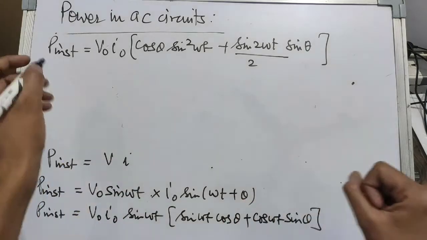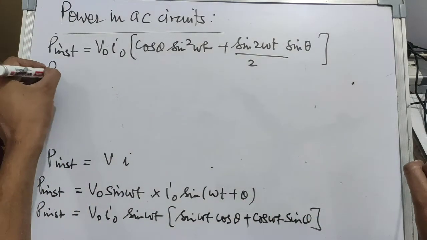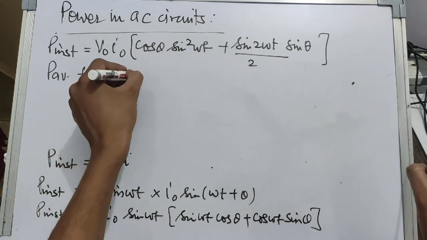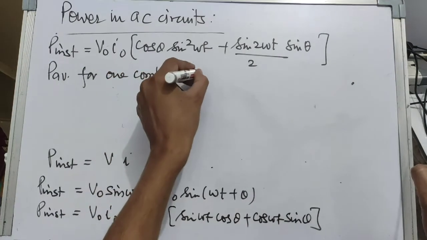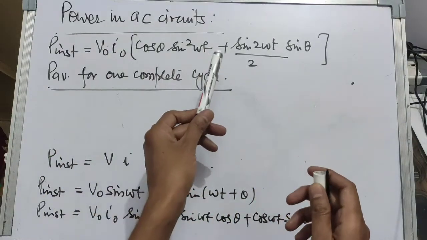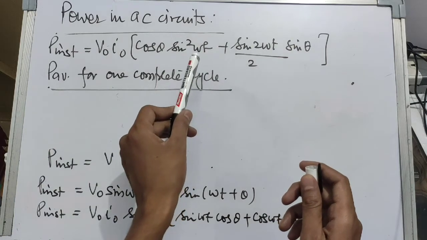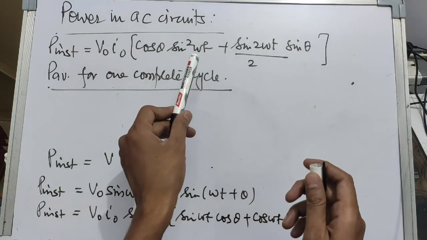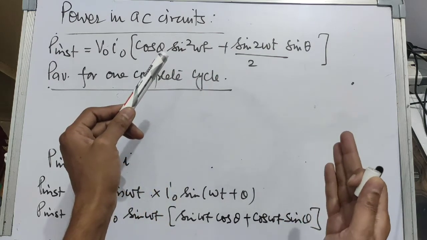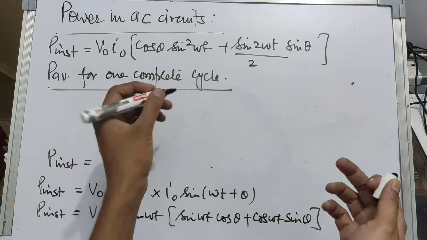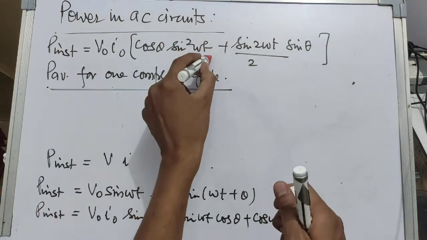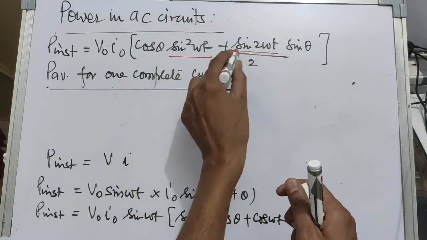Now I want to find the average power for one complete cycle. Here we look at the terms which carry time, because we have to take the average of the expression over time only, for one complete cycle, that is, for one complete time period from 0 to capital T. We have only two terms here which carry time: one is sine square omega t and the other is sine 2 omega t.